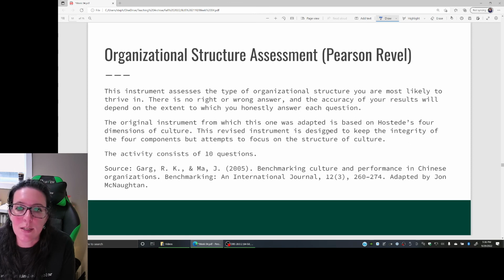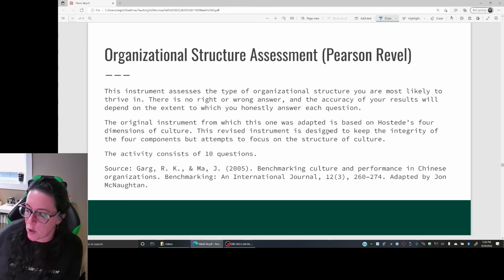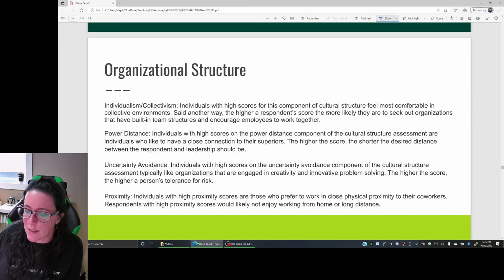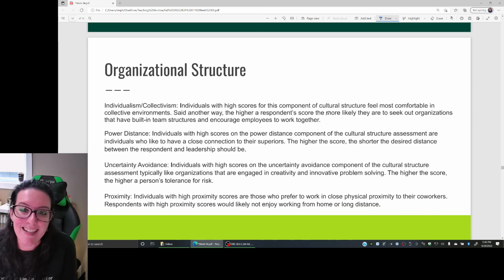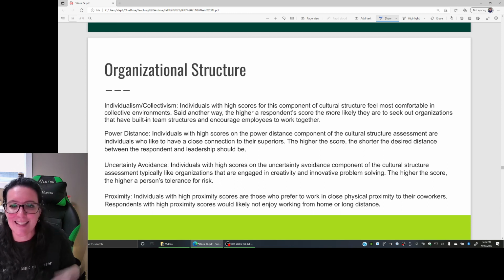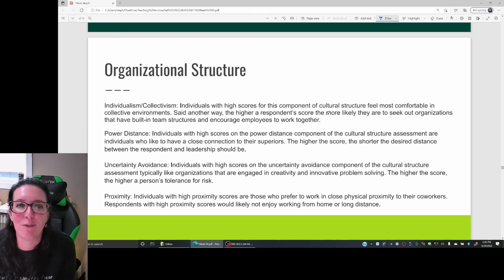And this one looks at organizational structure in terms of a bit different components. So this one looks at the organization's individualism versus collectivism. So what is the culture like in terms of working independently or in teams? How much power distance is there? So are you in close connection to your superiors, or are you working at a distance from them? So how involved is your manager in your daily life?